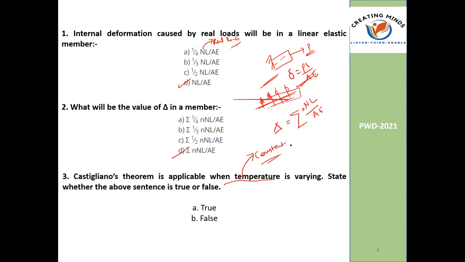One question I can twist into three questions. In a single question, I can ask three questions. Clear? Generally, these kinds of problems are expected, because they do not have the option to ask a 20 marks question. They will ask questions that make you think. Please make a note and highlight this important point: Castigliano theorem is applicable when temperature is constant. If there is no temperature, the statement is false. If the temperature is varying, once again the statement is false. Only if it is constant is it true.